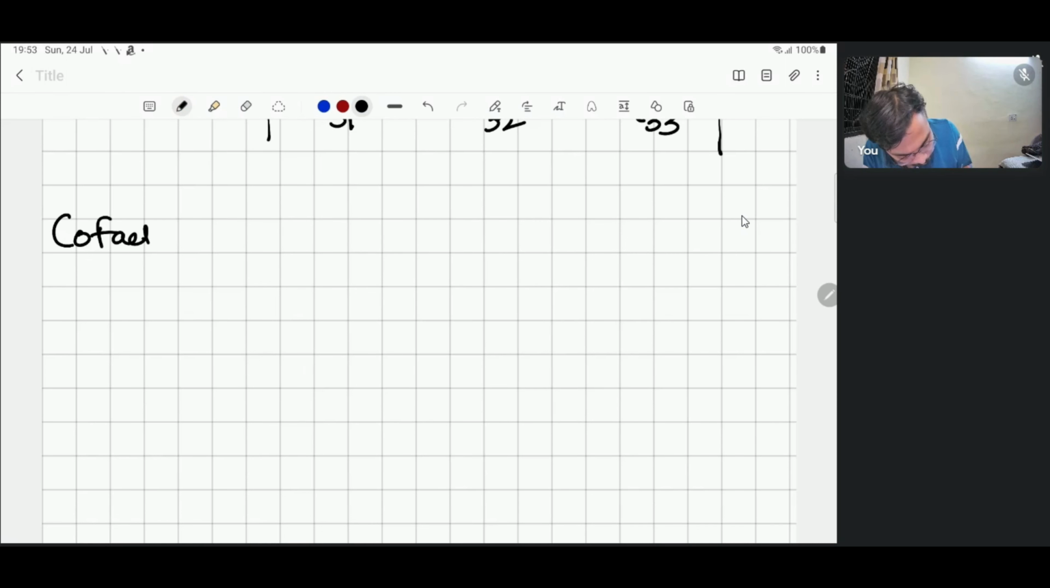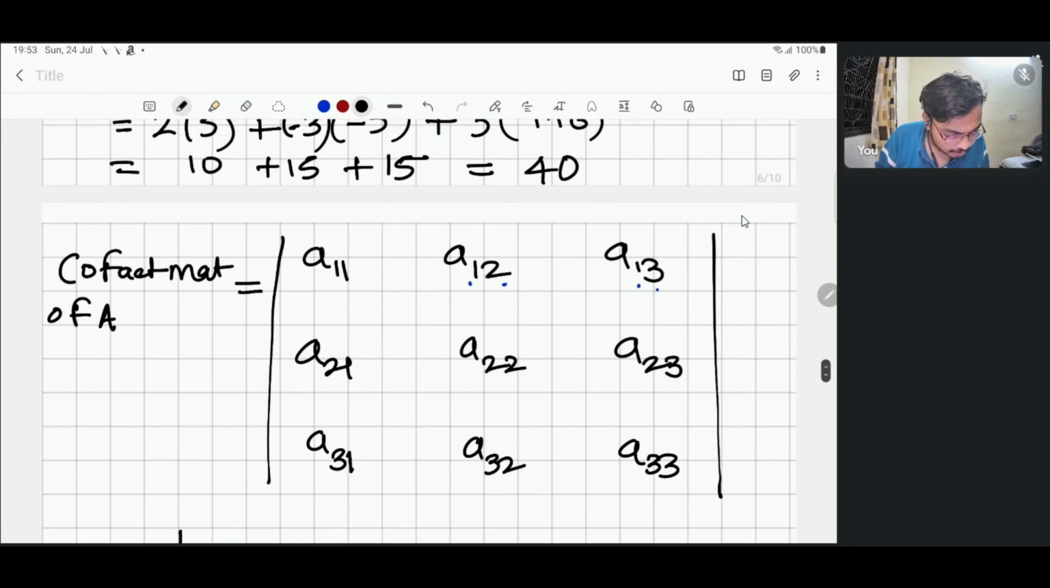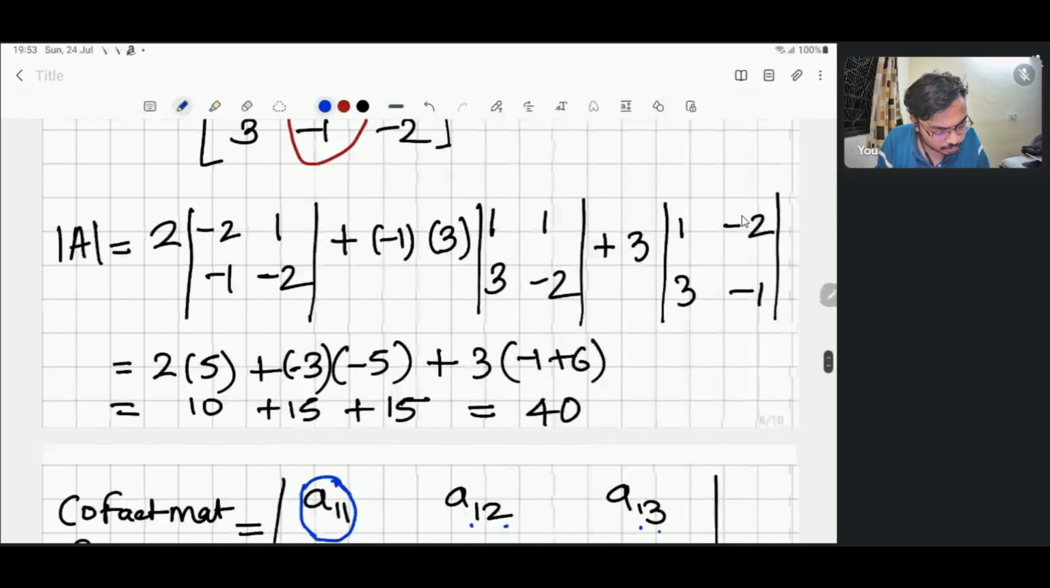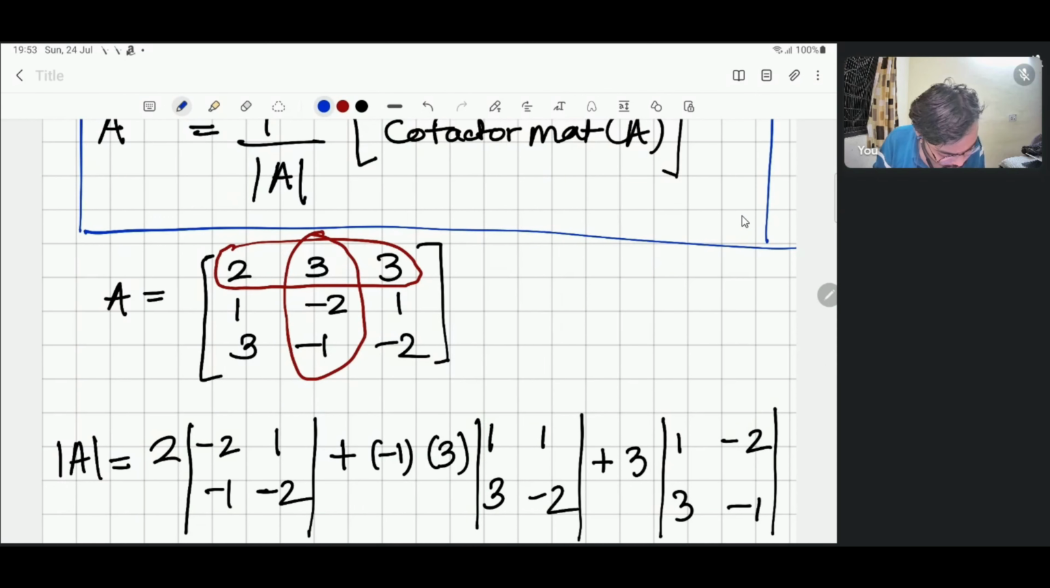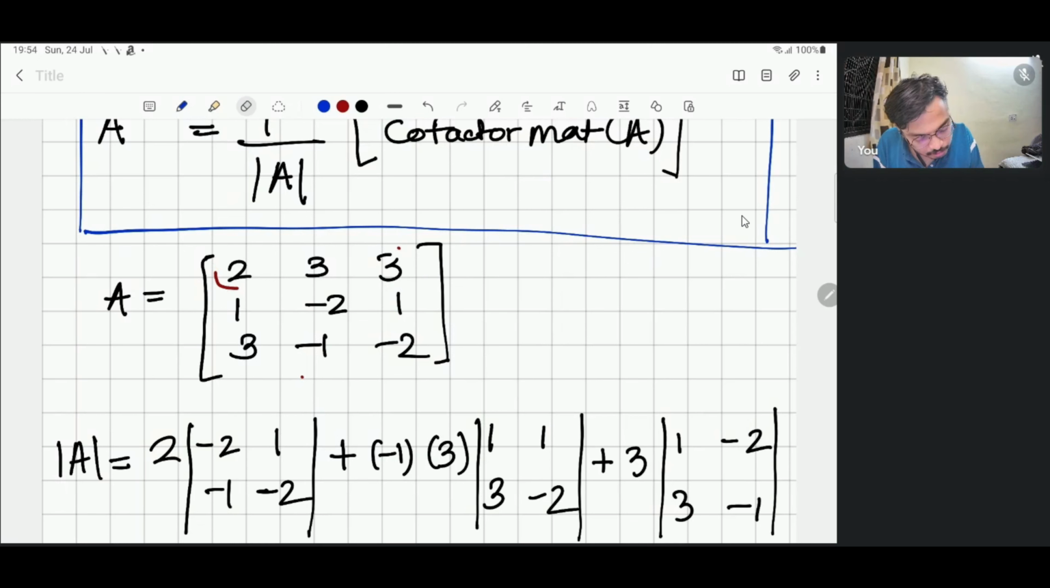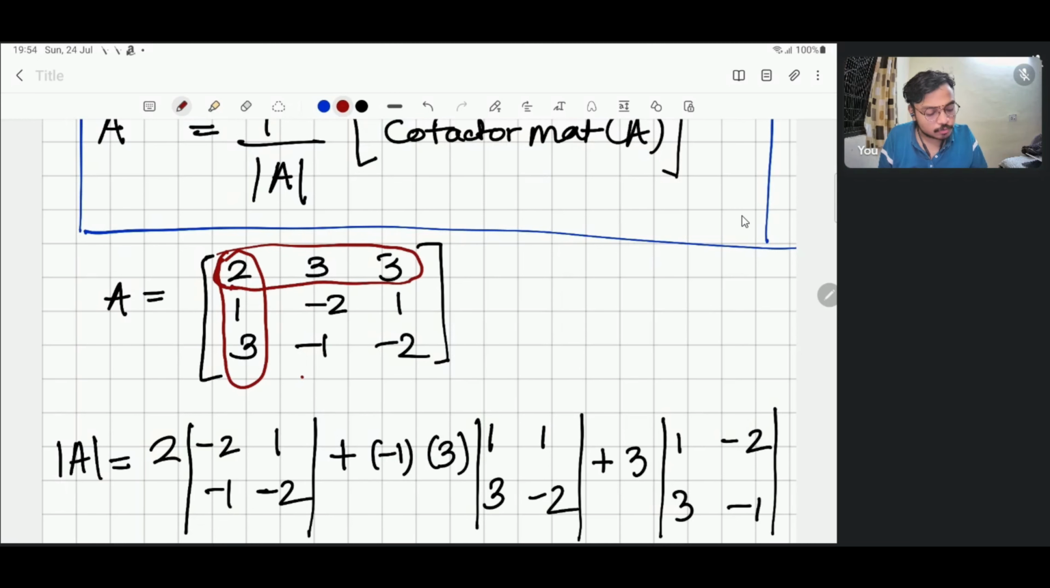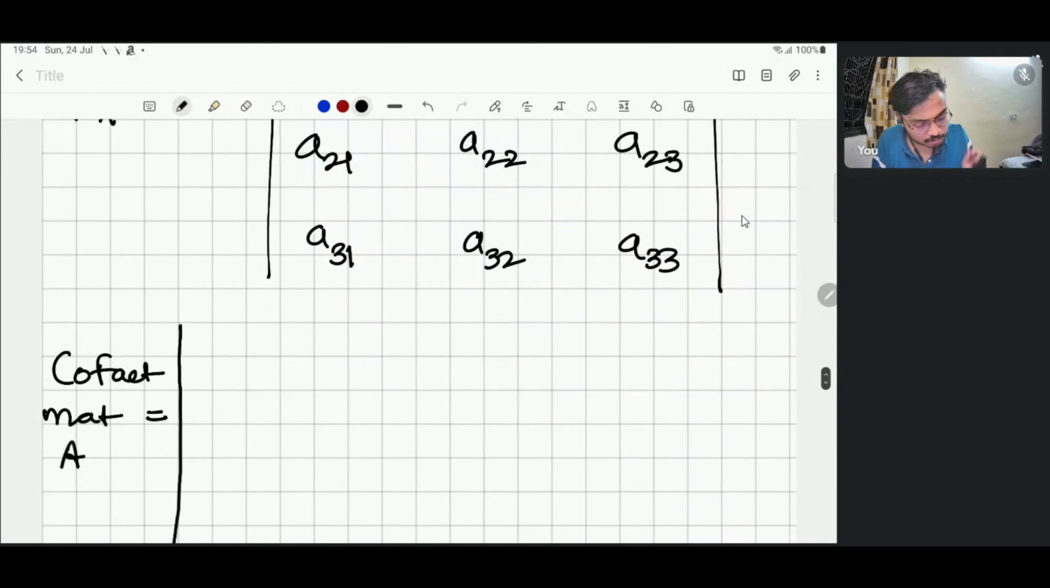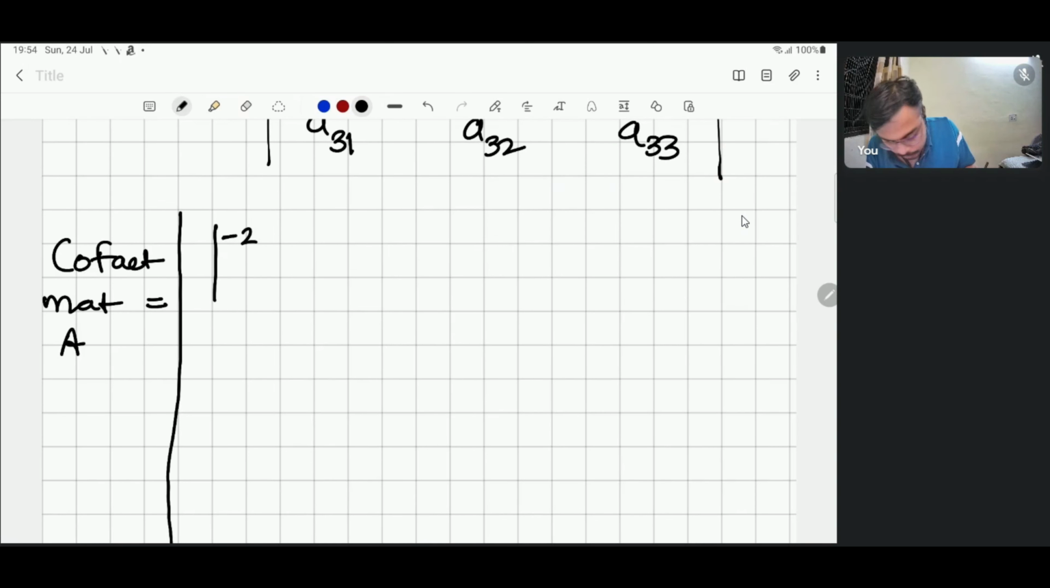The cofactor matrix of A, we calculate it. The first element is A11. So we will close the first row and first column and write the remaining things. We get minus 2, 1, minus 1, minus 2. So we will write minus 2, 1, minus 1, minus 2. This is the first element of the matrix.